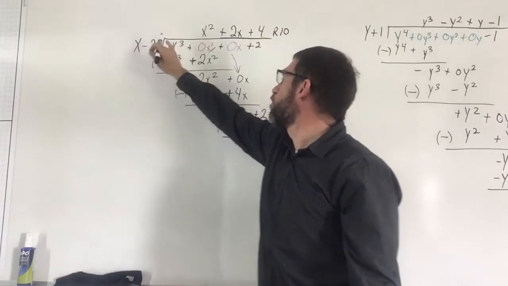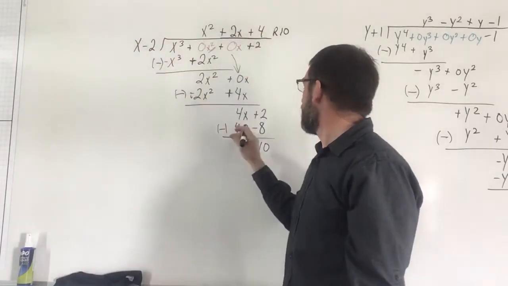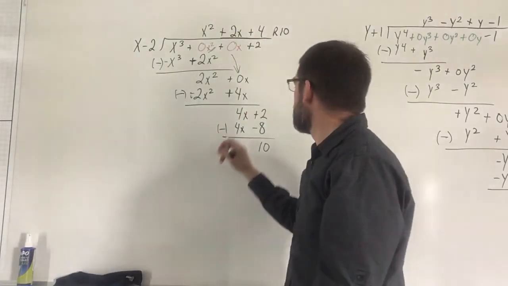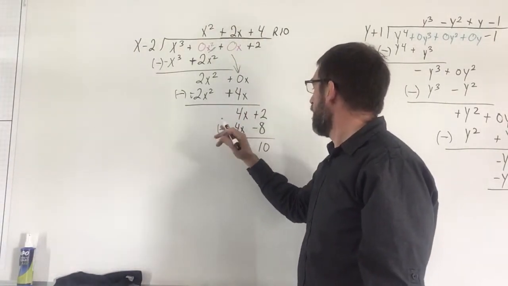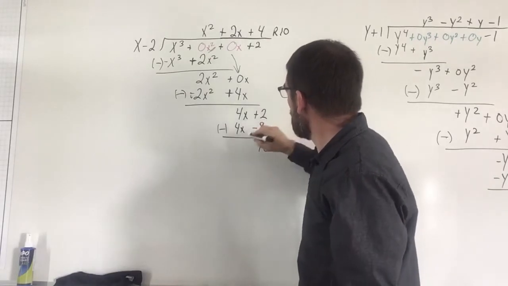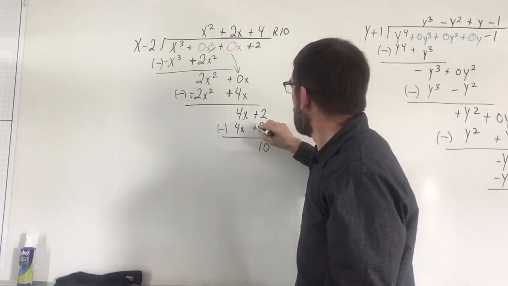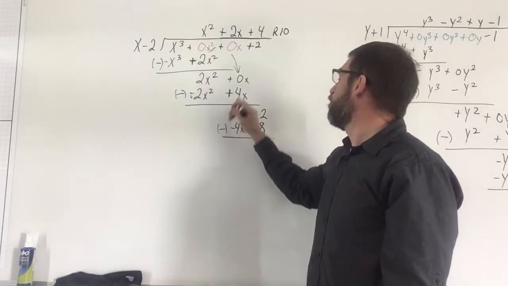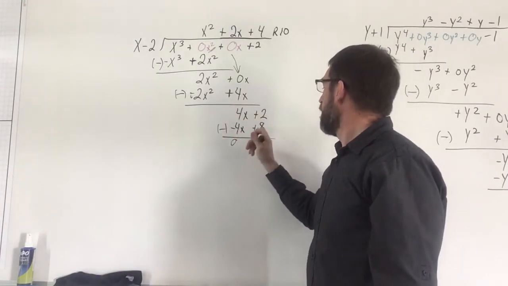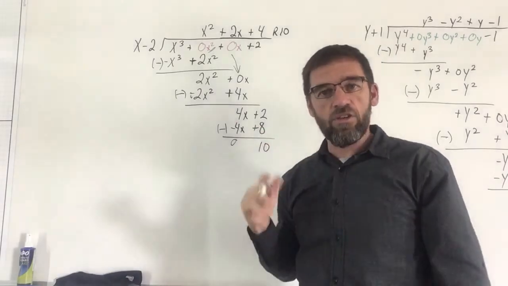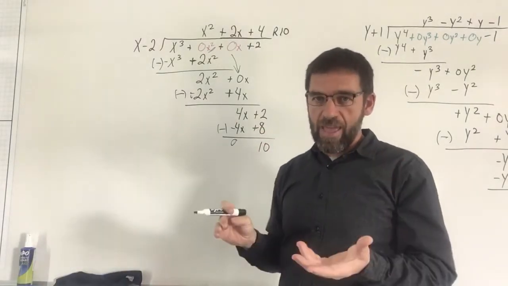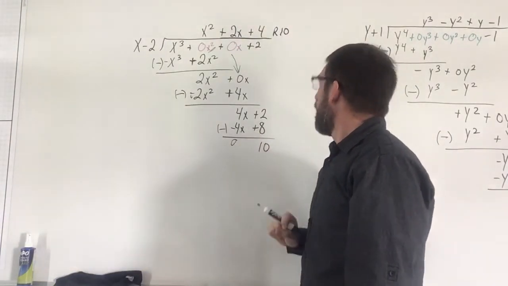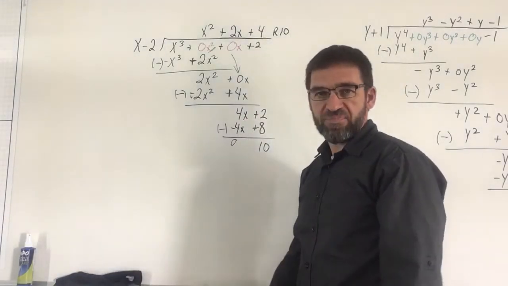2 times 4 is 8 negative. And 4 times x is 4x. So I got 4x. I'm subtracting again, so I change my sign and I change my sign. Negative 4 from positive 4 is nothing. And for the 8, I use the addition rules: like signs I add, and use the same sign. So I have 10, remainder 10.